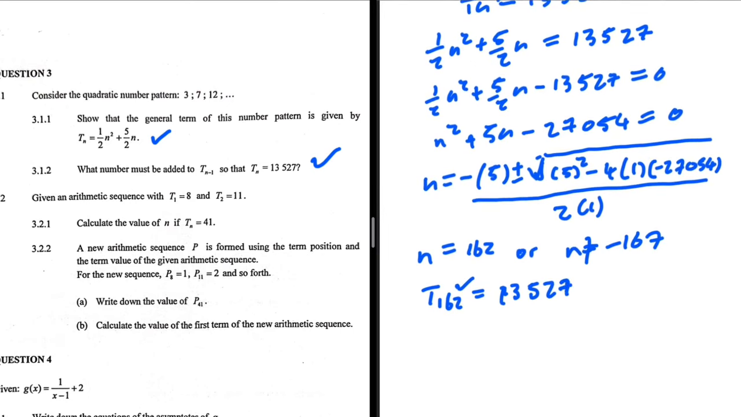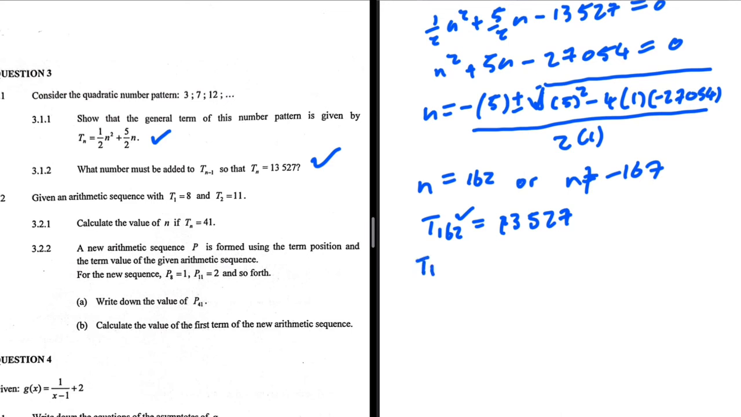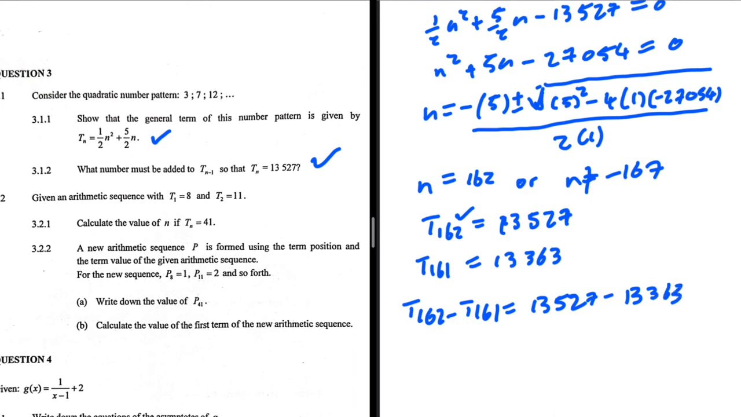But I'm not quite sure that's what the question wants me to find. Let me just calculate T161, because T161 is actually Tn minus 1, because now we know that n is 162. So I'm just replacing 162 with 161. Let me do that and see what I get. I'm getting 13,363. So let me say T162 minus T161 and see what I have. 13,527 minus 13,363. Right. So it's 527 minus 363. I'm getting 164. Is this what we are supposed to determine?